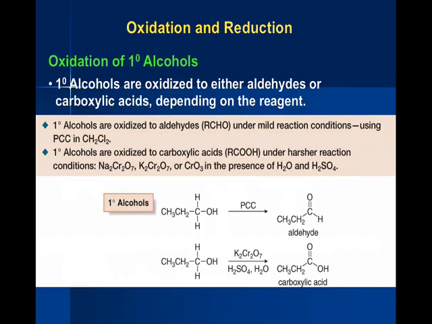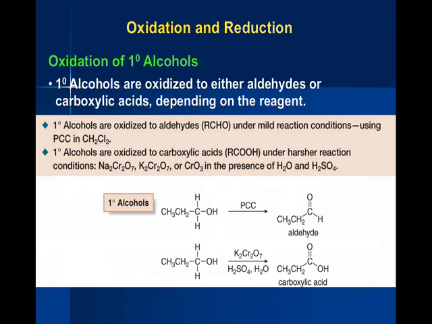If we look at an example here, we have 1-propanol and PCC. In the absence of water, you get an aldehyde, propanal. The yields of these reactions are actually quite good, essentially quantitative. These are very easy reactions to run. Here we have the same alcohol, but now we're using a mixture of potassium dichromate, water, and some sulfuric acid, and you end up getting this carboxylic acid. Again, a very clean reaction that essentially goes to completion.